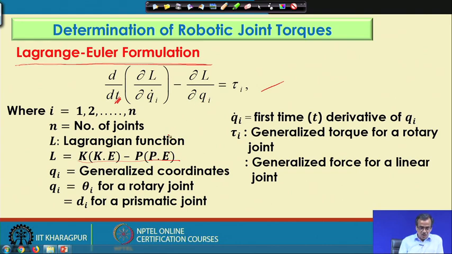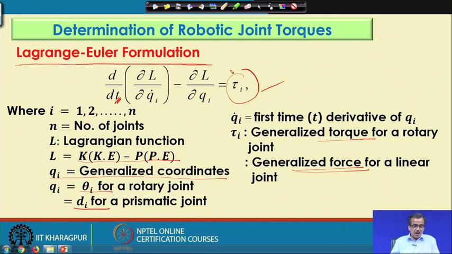Now, here q I is a generalized coordinate. For example, if it is a rotary joint, q I is nothing but theta I, that is the joint angle. If it is a prismatic joint, that is nothing but the link offset, that is d I. Now, q I dot is the first time derivative of q I, and tau I is the generalized torque if it is a rotary joint, and if it is a linear joint, it is the generalized force. So, our aim is to determine the mathematical expression for this particular tau.